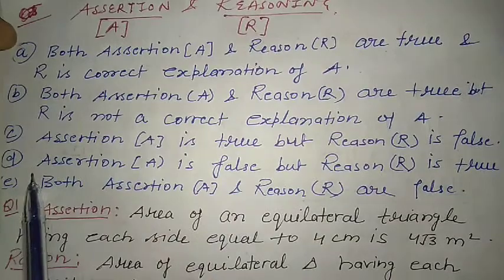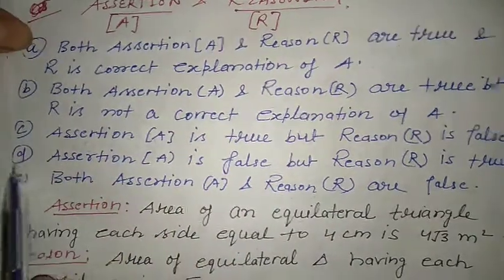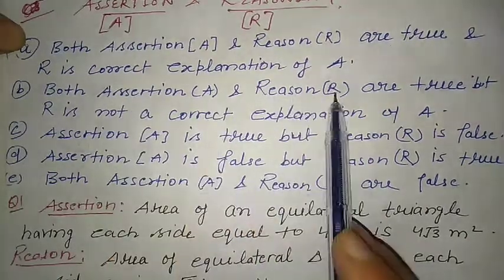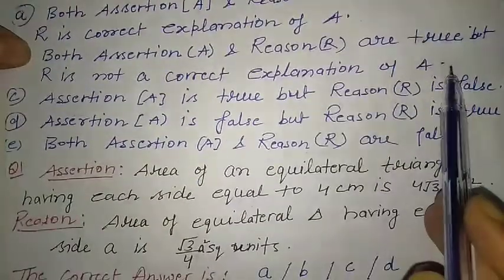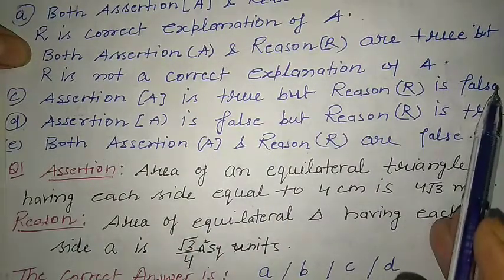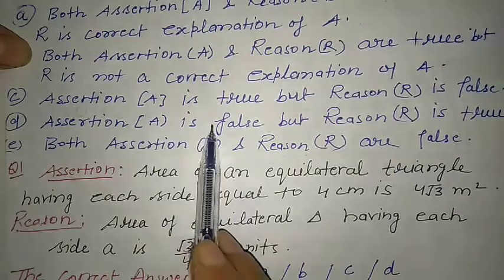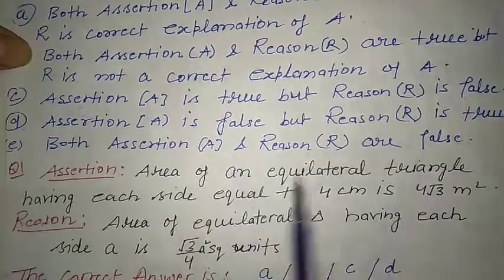These are the options, which means these are the answers. You have to mark the answers from here: A, B, C, D. Either both assertion A and reason R are true, but R is not a correct explanation of A. Assertion A is true, but reason R is false. Assertion A is false, but reason R is true. Or both assertion A and reason R are false.